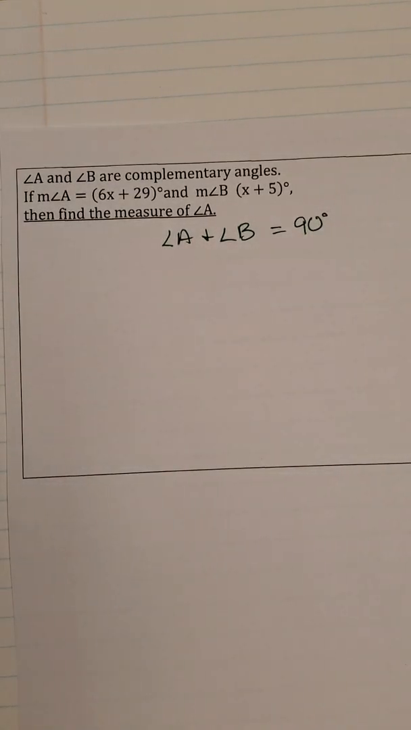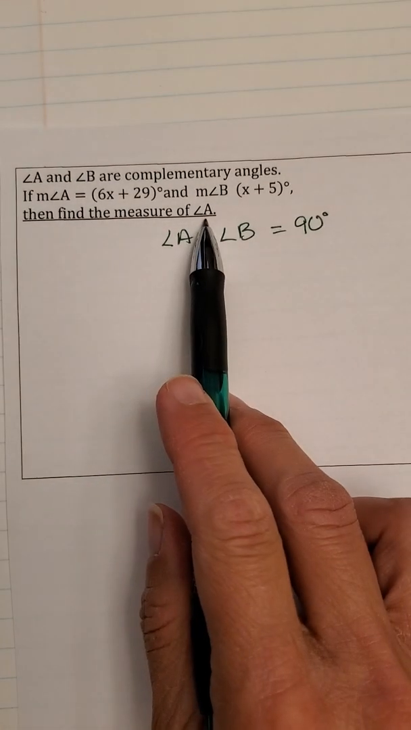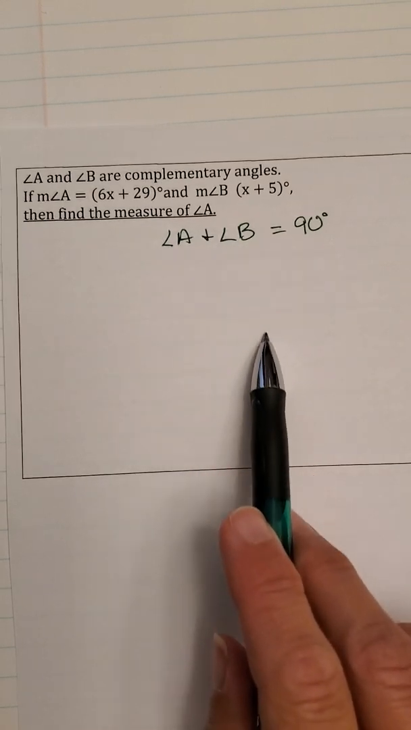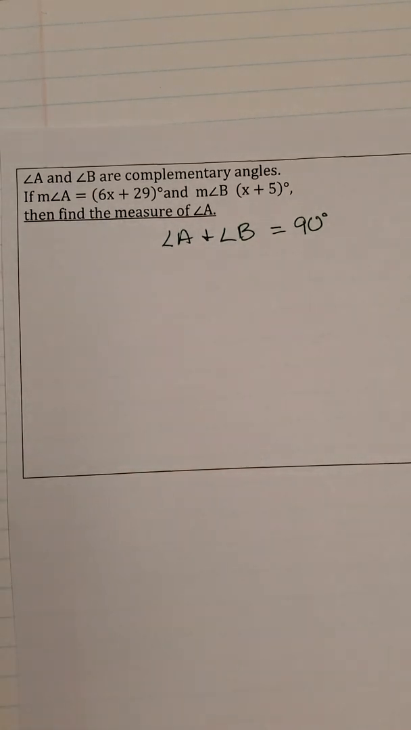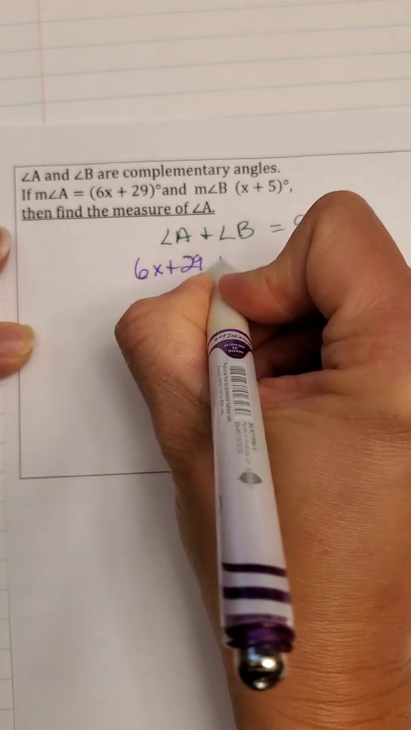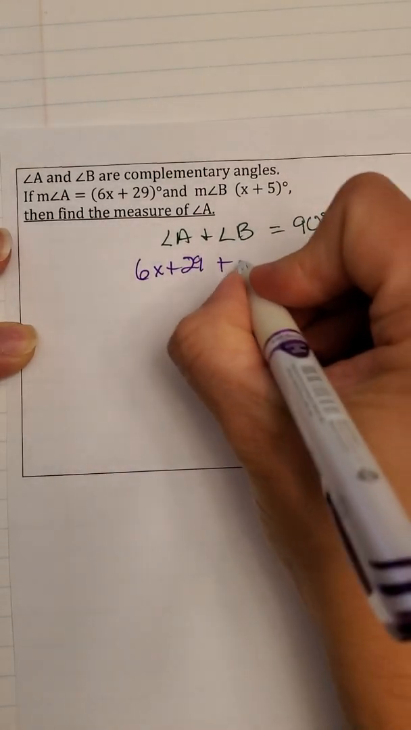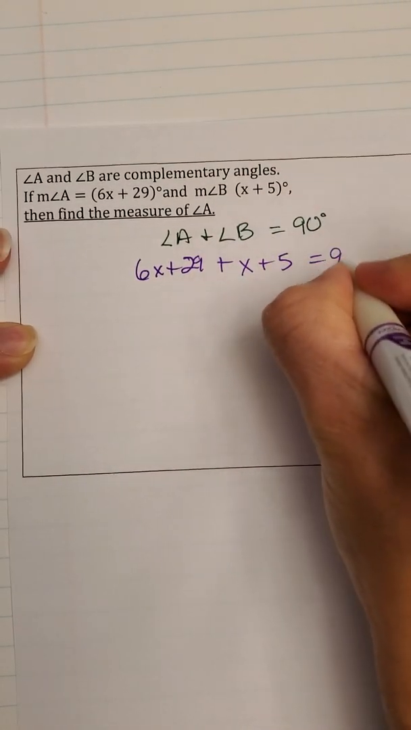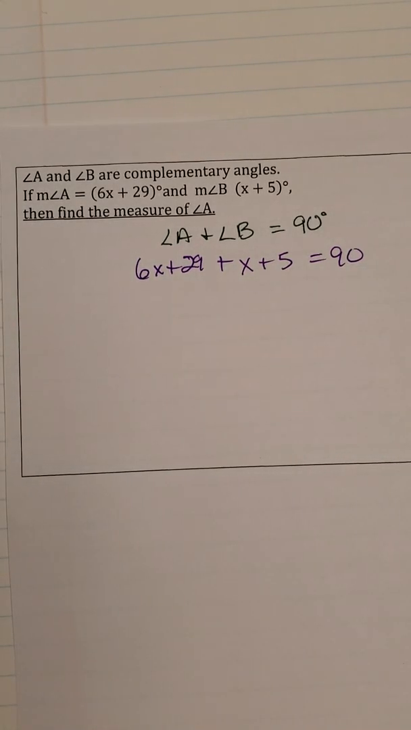Notice again what they ask for. They actually ask for angle A. So when we're done finding x, we've got to plug it back into the angle A formula. So now I'm going to substitute. I'm going to take what angle A equals, 6x plus 29, and put it here. I'm going to take what angle B equals and put it there. And then I'm going to say it equals 90. And then I'm going to solve the equation.